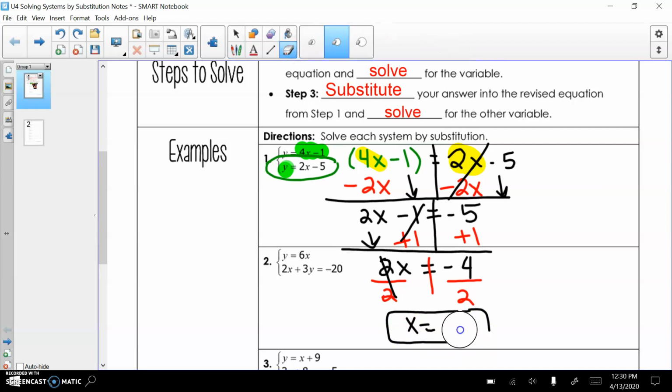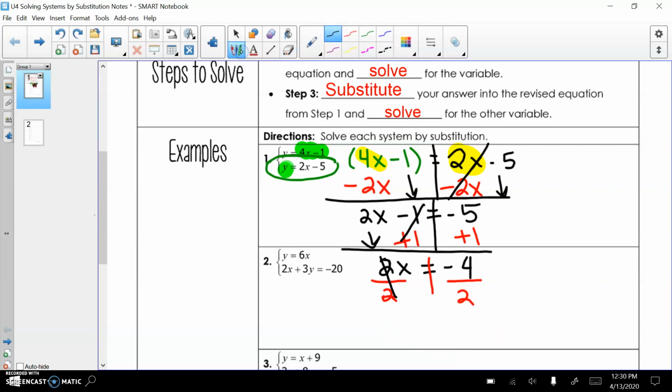I'm going to make that a little bit better here. Okay, so x equals, oh my goodness, this is going to drive me insane.